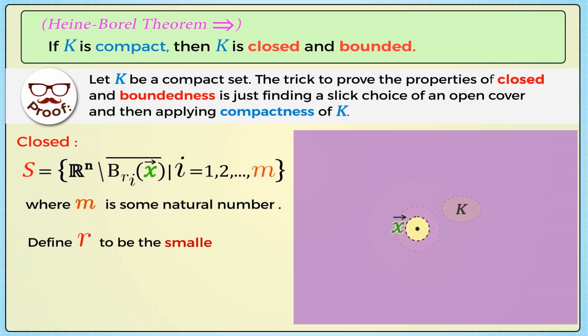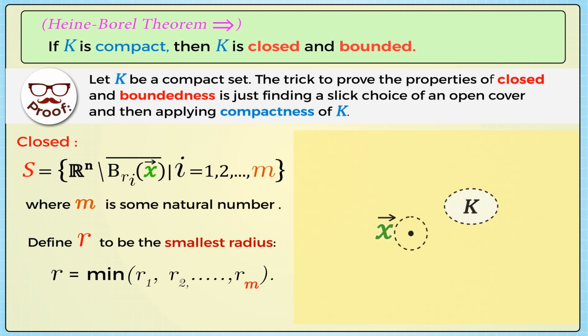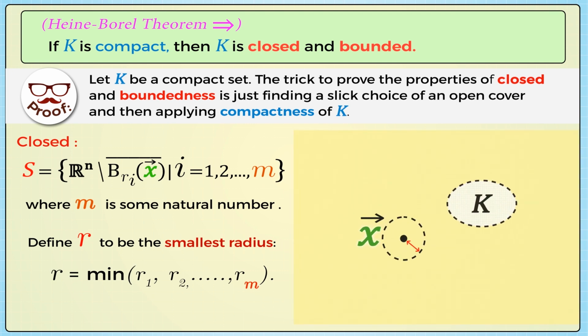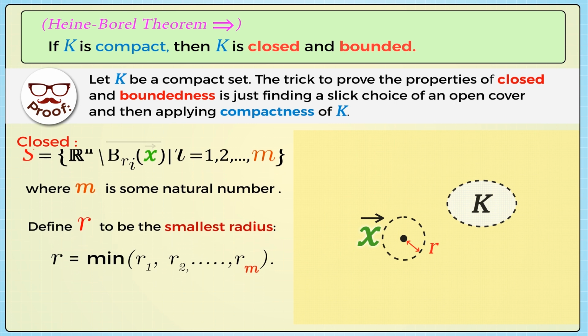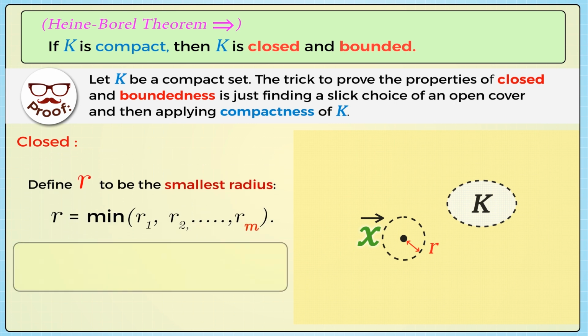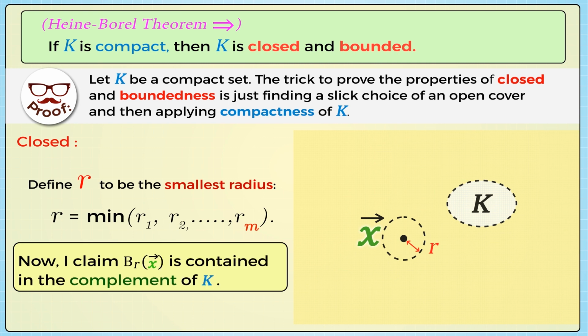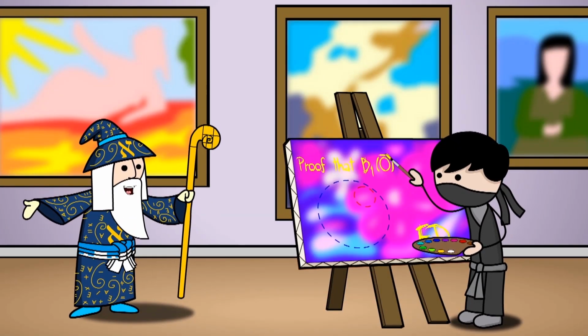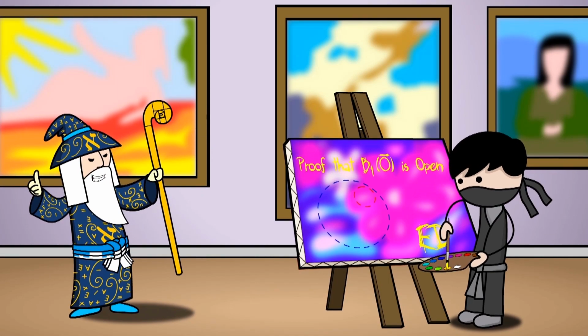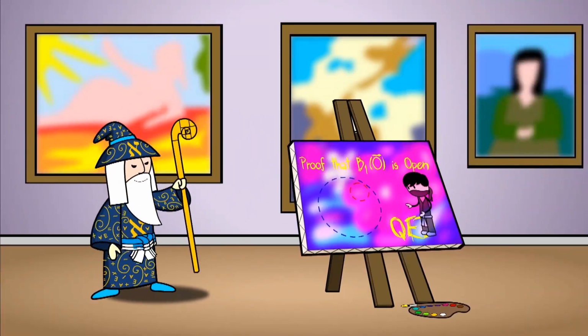Define r to be the smallest radius, r equals min of r1, r2, up to rm. Now I claim B_r(x) is contained in the complement of K. This is pretty obvious from the schematic. But remember, Math mantra: pictures aren't proofs.